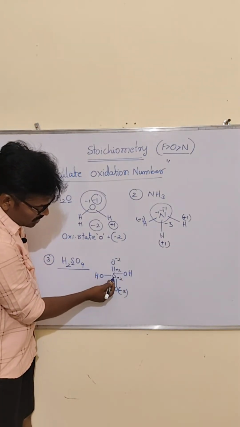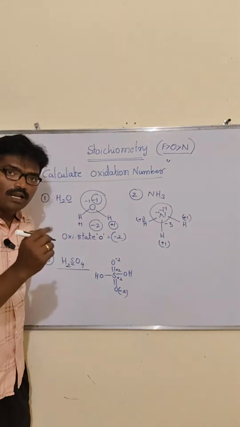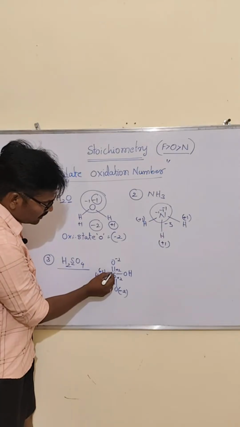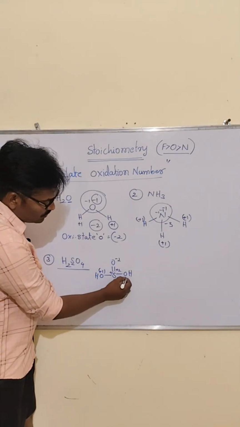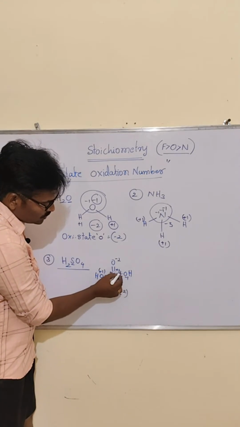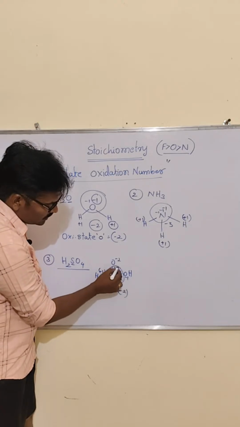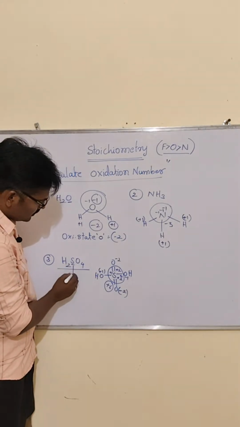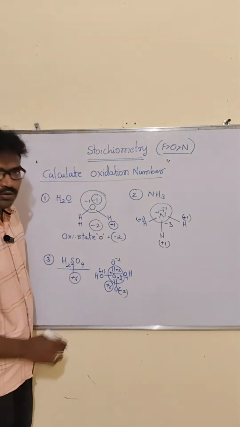Then here, oxygen and sulfur have a single bond. With a single bond, oxygen gets a negative charge and sulfur gets +1. Even here also -1, then +1. So the total positive charge on this sulfur is +6. So that is the oxidation state of sulfur in this case, +6, you have to remember.